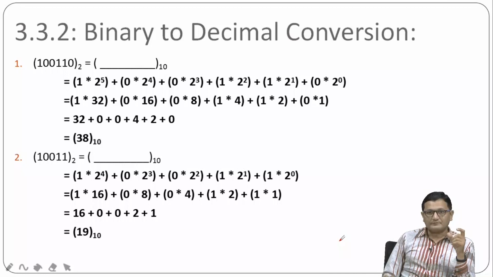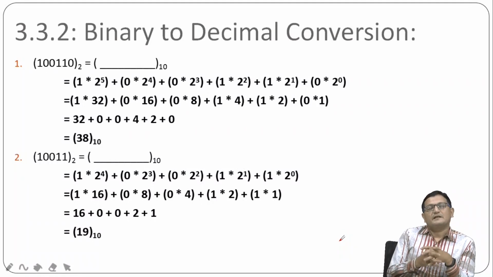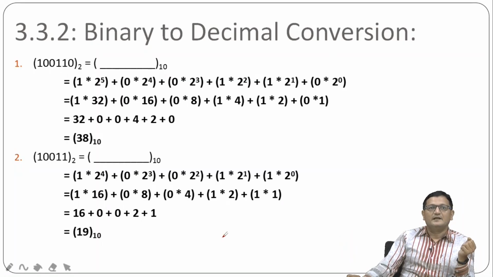Now, suppose someone says this is the binary which is given to you, and you convert it into decimal. Here, this is the binary which is supposedly given.